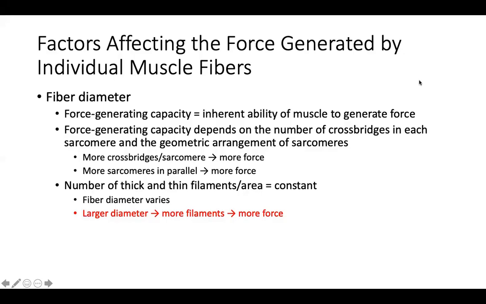All right, so we left off looking at what are the properties, what are the features of the anatomical makeup of muscle, and what are the ways that we can influence how much force a muscle generates. In other words, how much load that muscle can overcome. How can we increase that? And so we talked about some other factors previously.